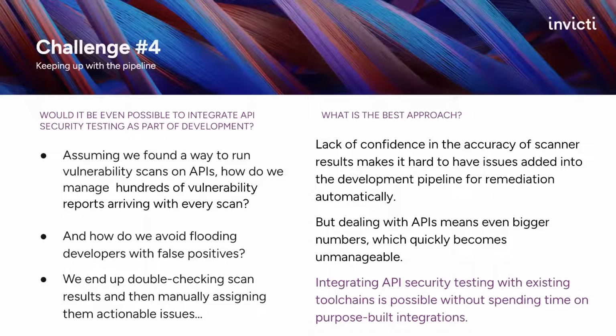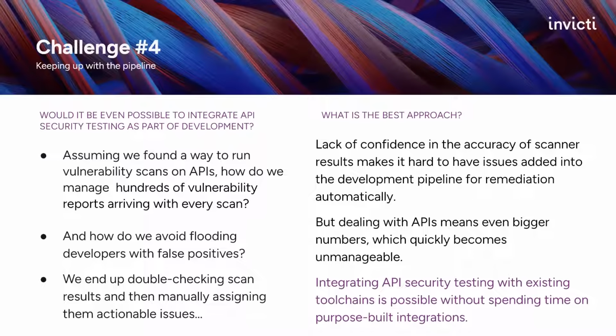Automation is crucial, and automation is the name of the game in web development, especially with agile methodologies. Yet security testing still tends to get manual treatment. This is due mainly to a lingering lack of confidence in the accuracy of automated scanners, combined with historically limited integration capabilities. To avoid flooding developers with false positives, overworked security teams get burdened with double-checking scan results and manually assigning only actionable issues to developers.